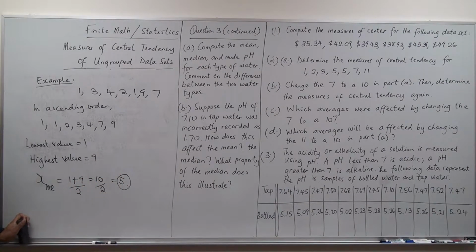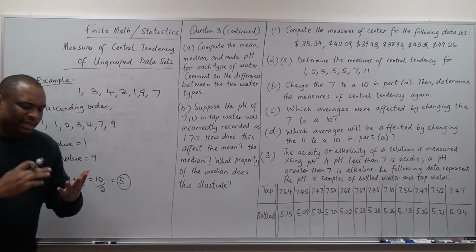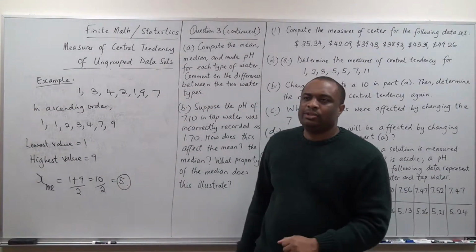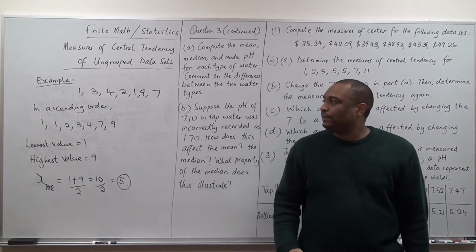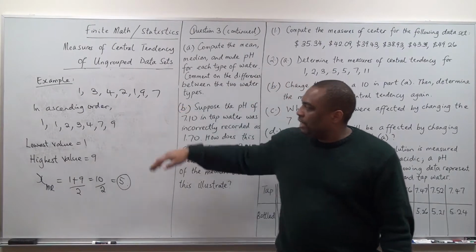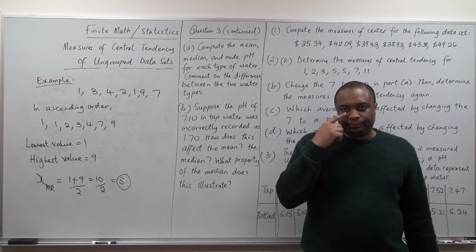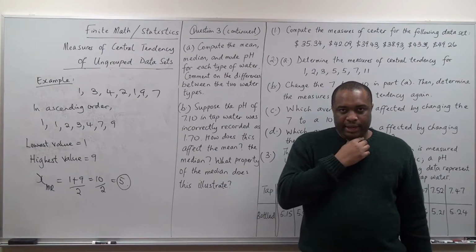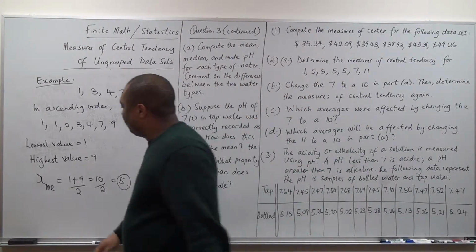5 is the mid-range. So you see, the mean, median, mode, mid-range, they all tend towards the center. That's why they are measures of central tendency. They tend towards the center. If you observe this data set value, you see that 5 tends towards the center. The value 5. All right.